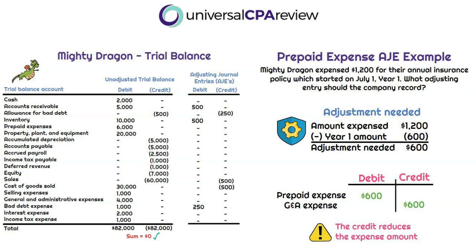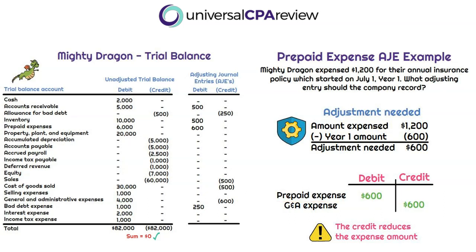Now that we have the debits and credits, how does that fit into our adjusting entries columns? Well, for prepaid expense, we'll put the positive 600 into the debit column. And then for the G&A expense, because remember, we're reducing the expense, that's actually going to be a credit to general and administrative expense for a negative $600.